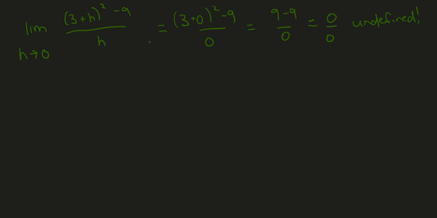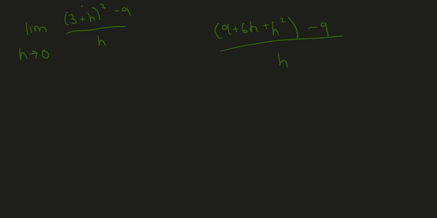So let's take our function here. Let me go ahead and clean this up a bit because we already know it's undefined here. So let's do something new with it. Let's take the top and let's just multiply out that 3 plus h, right? That would be 9 plus 6h plus h squared, minus 9 over h. So you can see all I did was square this here. Let's continue with this. These 9's cancel out, right? So we're going to have h squared plus 6h over h.